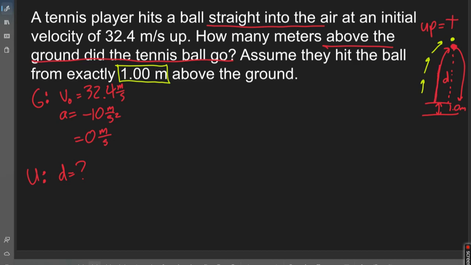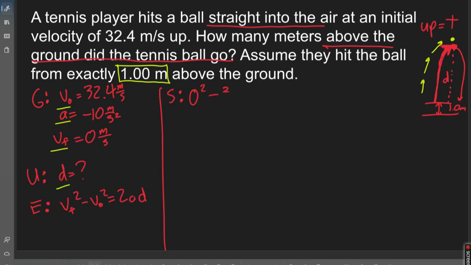So if we call the moment on the way up what we're interested in, then this here at the top, we can call that the V final. All right, so now we have 1, 2, 3, 4 variables. We can find this. So our equation, if you want to pause, try to find the equation. But I will tell you now, V final squared minus V naught squared equals 2AD. All right, substitute. 0 squared minus 32.4 squared equals 2 times acceleration of gravity, remember, negative 10, times d, that's what we're looking for.